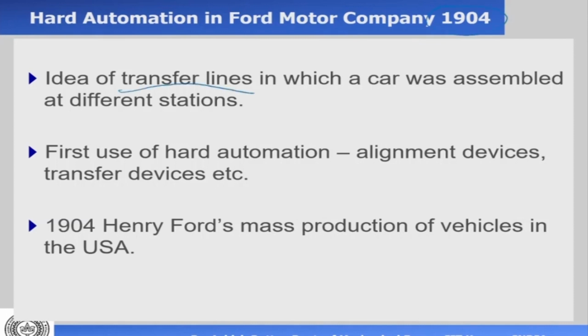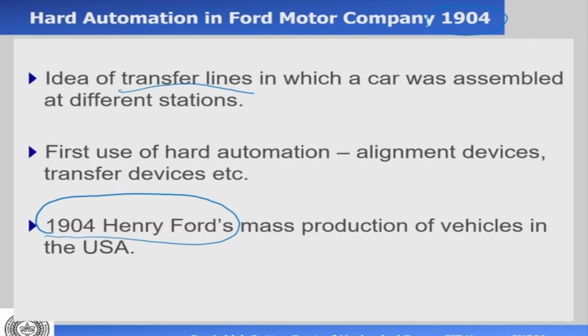What is a transfer line? A transfer line is used in assembling cars even today. So if you go to any car company, what you'll see is that there are conveyors, and the car body or the chassis sits in the conveyor, and the conveyor moves, and it comes and stops at different locations. And at every location, there's a human being who does something, or a robot which does something. So this is the idea of a transfer line, and it was invented in 1904 by Henry Ford for the Ford mass production of vehicles in the US. And even today, this is used.